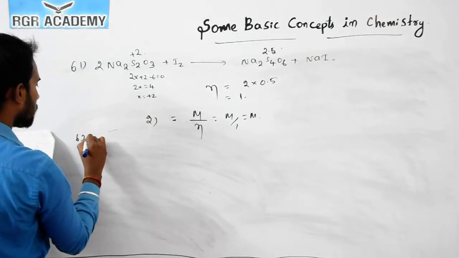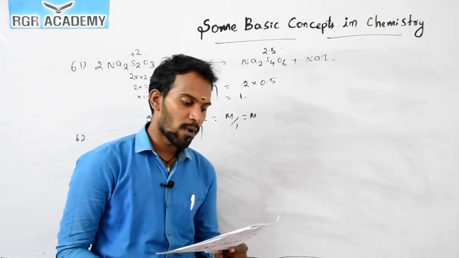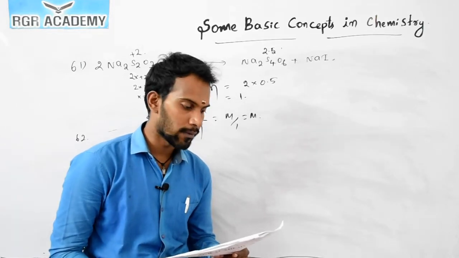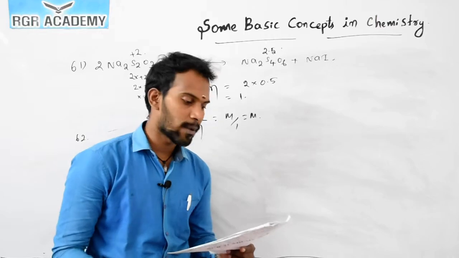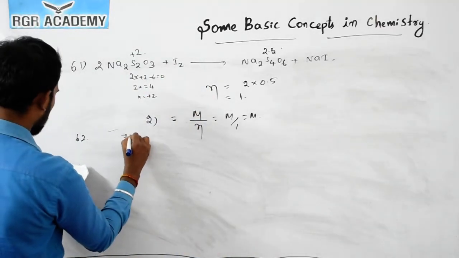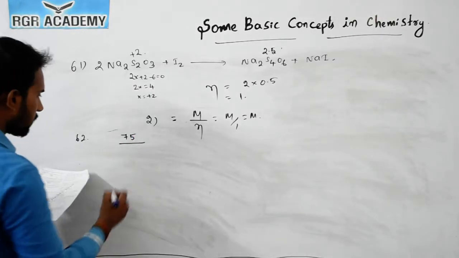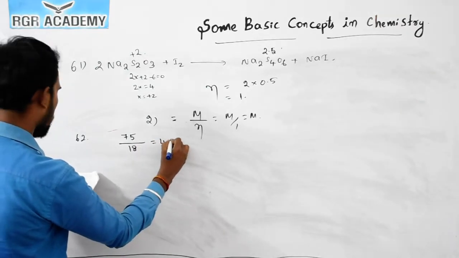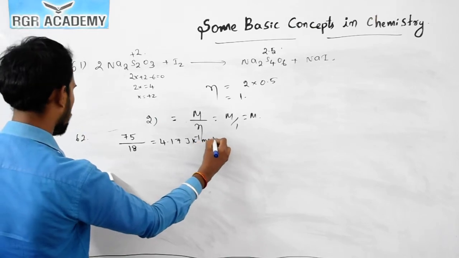Now the question number 62. The molar heat capacity of water at constant pressure is 75 joule per Kelvin per mole. When 1 kilojoule is supplied to heat 100 gram of water. Now see this one. So 75 joule per mole. 1 mole is equal to 18 gram, right? So divide by 18. The value is 4.17 joule per Kelvin per gram.